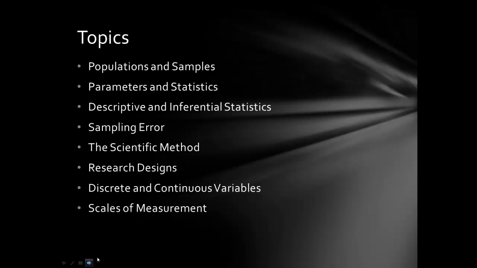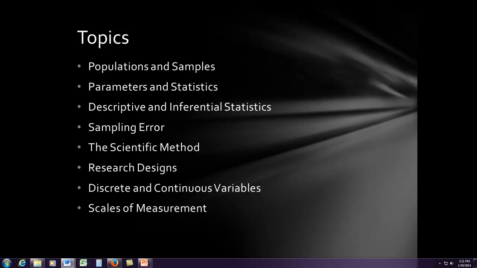So let's go ahead and look at a summary of the topics that will be covered in today's lecture. So the first thing that we'll talk about are populations and samples. So where do the data come from? And then the parameters and statistics that are used to describe those populations and samples. Then we'll move on to descriptive and inferential statistics and what are the differences between those two different fields of statistical analysis. And then we'll talk about something called sampling error, which is something that will be important for the whole entire semester. We'll be talking about sampling error a lot.